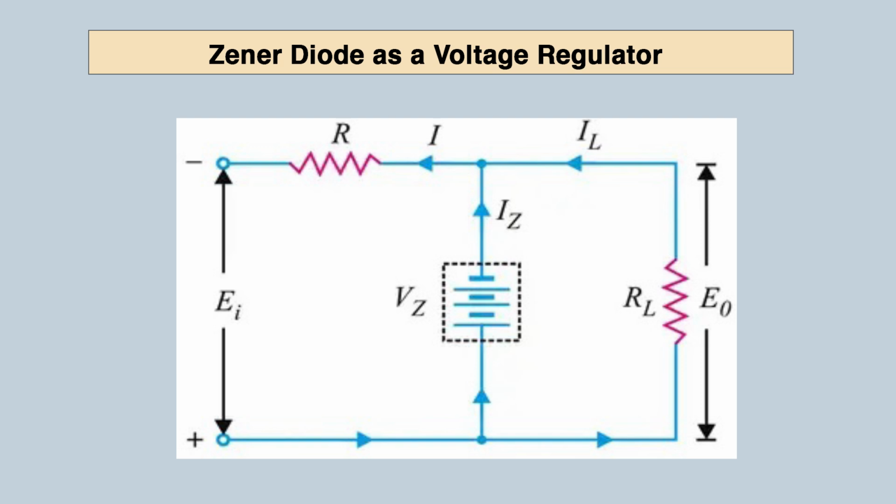The excess voltage is dropped across the resistance. This will cause an increase in the value of total current I. The Zener will conduct the increase of current I while the load current remains constant. Hence, output voltage E0 remains constant irrespective of the change in the input voltage Ei.